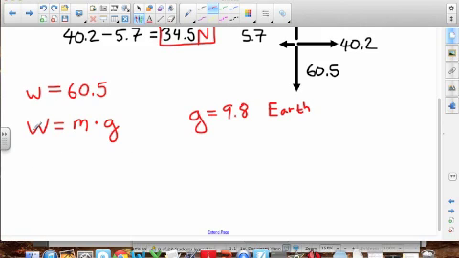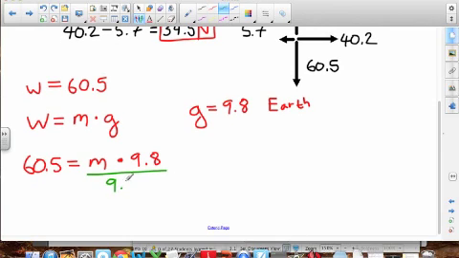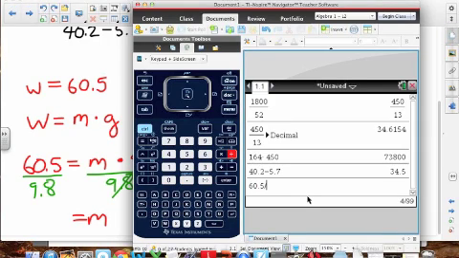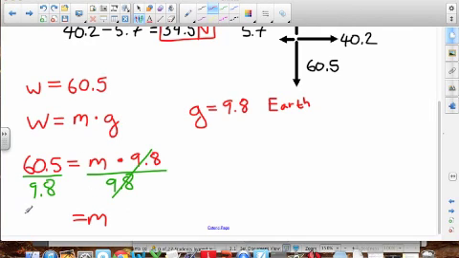We just stick in what the weight is, 60.5. Leave the mass alone for right now, but the mass is going to be multiplying 9.8. Now we have an equation that we can easily solve for the mass. We just simply have to divide both sides by 9.8. So the mass of the bag of grass is 60.5 divided by 9.8, which is about 6.2. I'm going to round it: 6.2 kilograms.